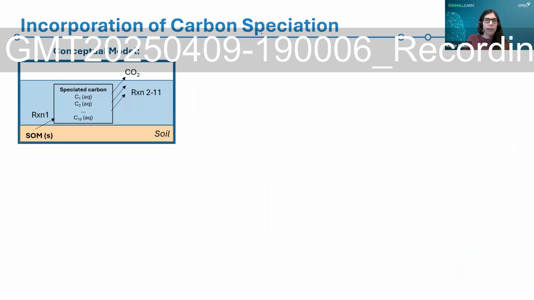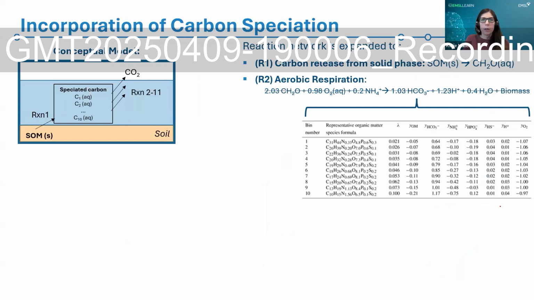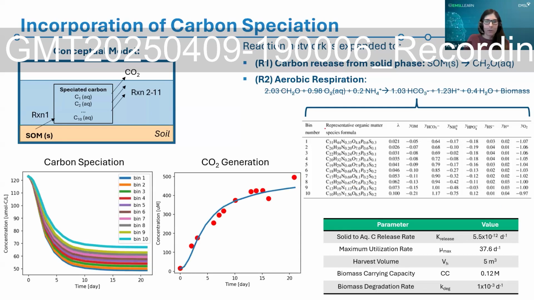So from here, you can see that we've updated our original conceptual model. So now, instead of using that bulk carbon, we are informing that as a speciated carbon from the FTICR-MS data. So our reaction network gets updated. So instead of a single reaction for aerobic respiration, we now have that 10 reaction network in its place. And we can run with this model in the same way we did before. You can see that we're able to provide a better prediction of our CO2 generation data using this carbon speciation data collected from FTICR-MS.